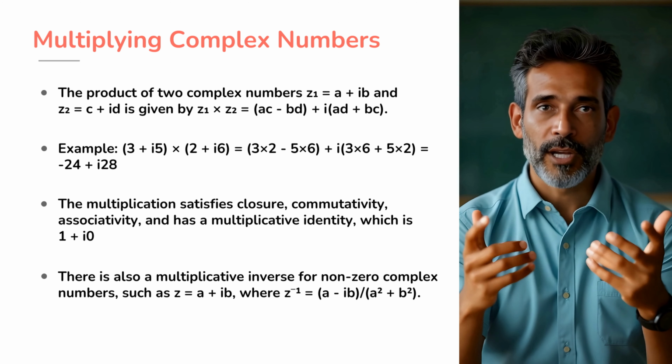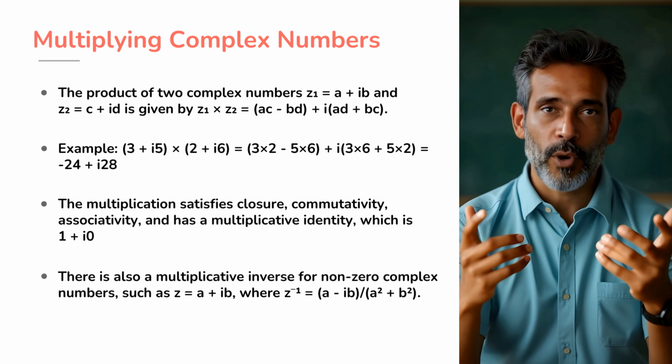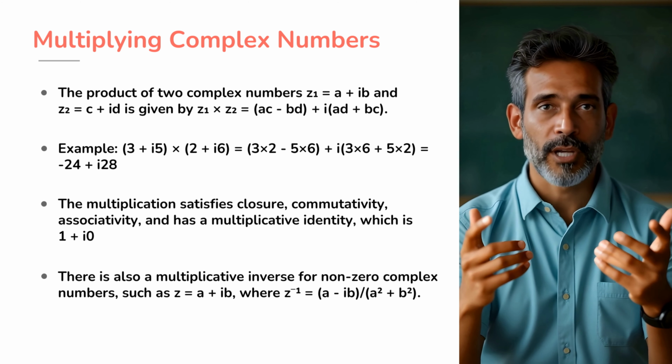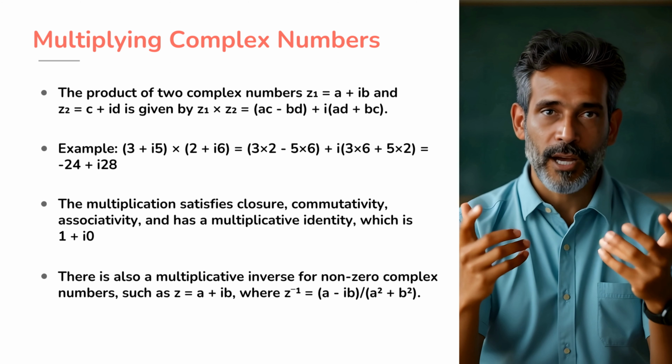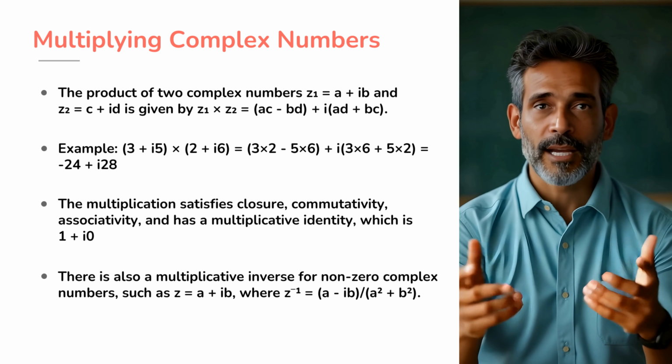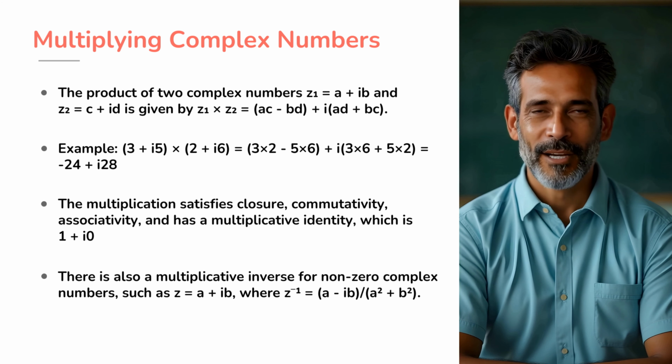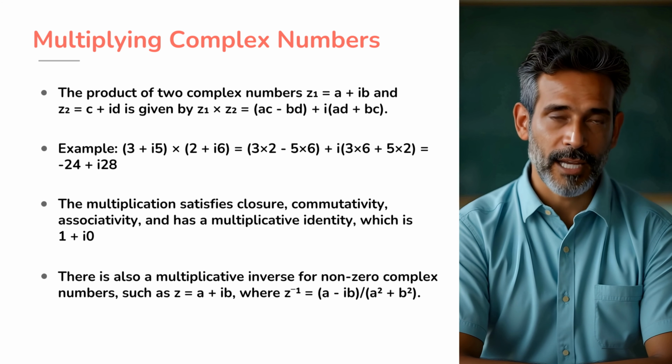Multiplication is also straightforward. If z1 = a + ib and z2 = c + id, their product is z1 × z2 = (ac - bd) + i(ad + bc).